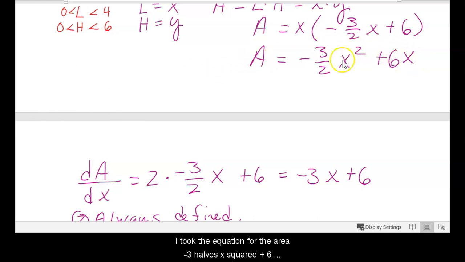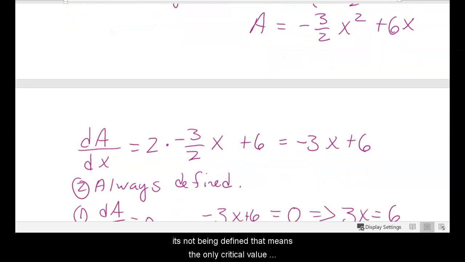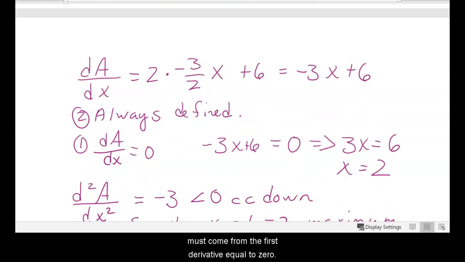I took the equation for the area, negative 3/2 x squared plus 6x, and took the derivative with respect to x. This gave me negative 3x plus 6. Since this is always defined, there will be no critical values from it not being defined. That means the only critical value must come from the first derivative equal to 0. I set the first derivative equal to 0 and solve, which gave me one critical value at 2.